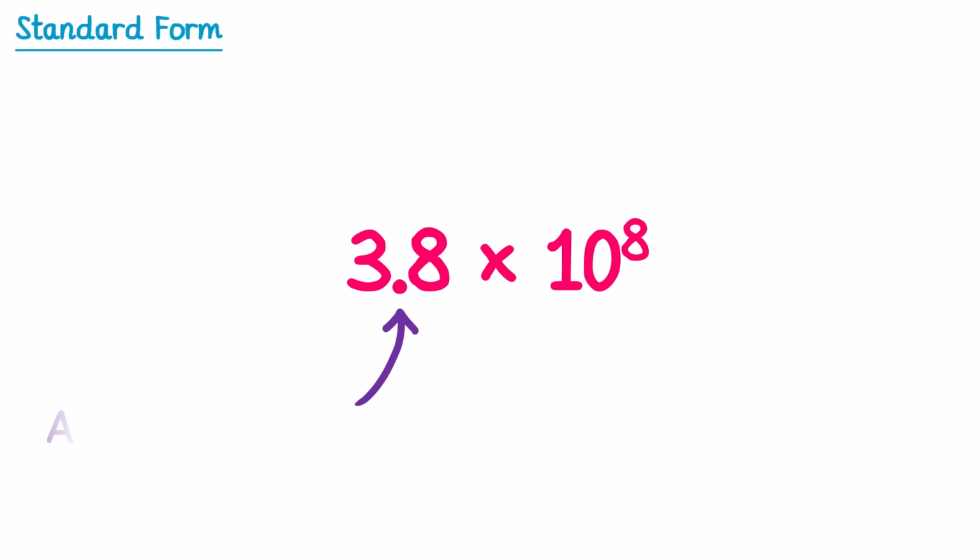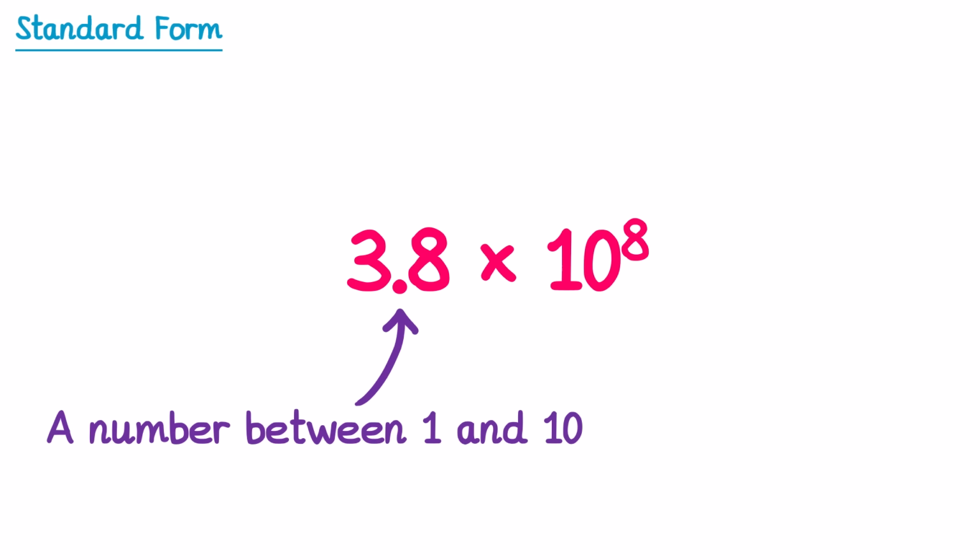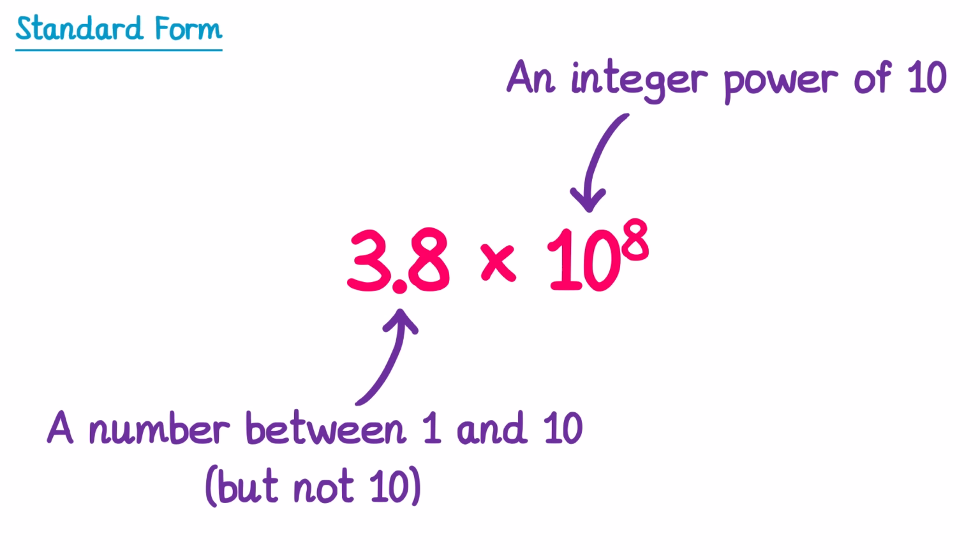Firstly, we have this number here, which is always a number between 1 and 10, although it can't be exactly 10, but it can be 1. Then we multiply this by an integer power of 10. By integer, I mean a whole number. So 10 to the 8 is okay, but 10 to the 2.6 is not, because 2.6 is not an integer.